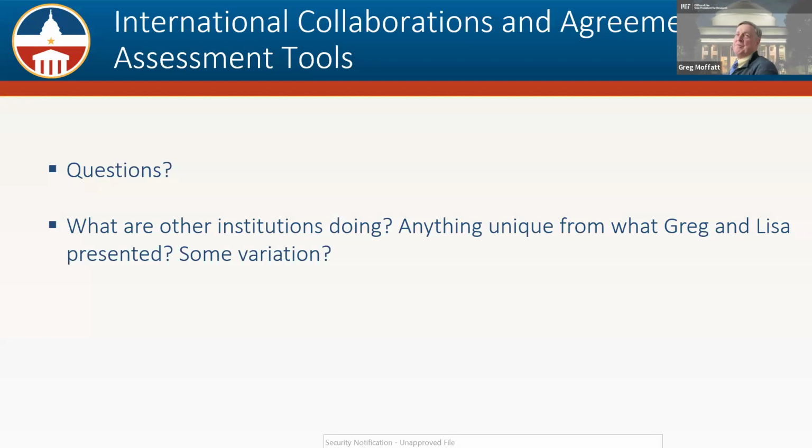So Greg, they're also asking, does the tool produce automatic recommendations, or is it an information intake tool? It is an information intake tool. A human being has to then follow up on that.